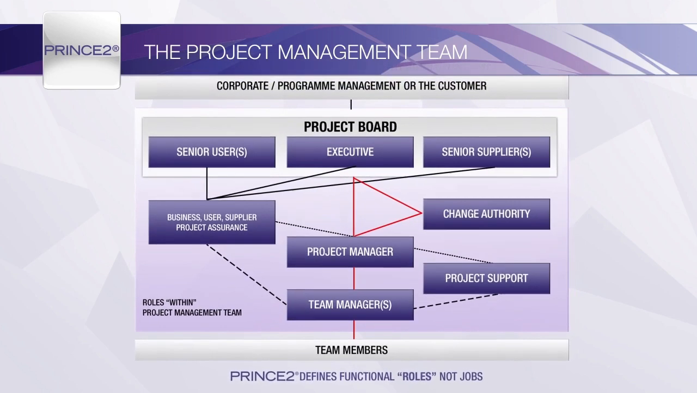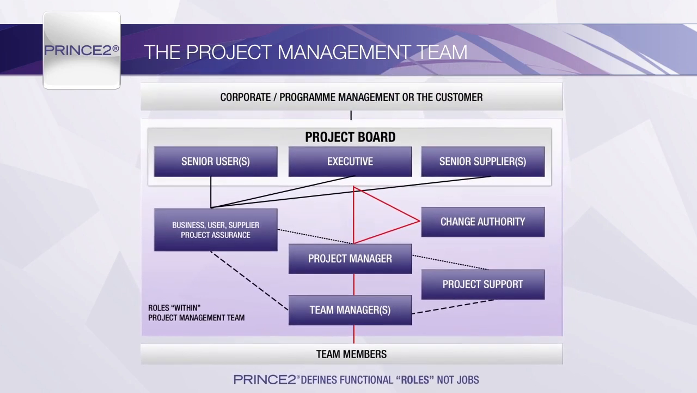PRINCE2 states that all projects will involve a customer and supplier relationship, and that in some cases the supplier will be an independent external organisation. In these circumstances, the supplier's project manager, or the main point of contact, will be treated as the team manager, responsible for planning and controlling the specialist areas of the project.